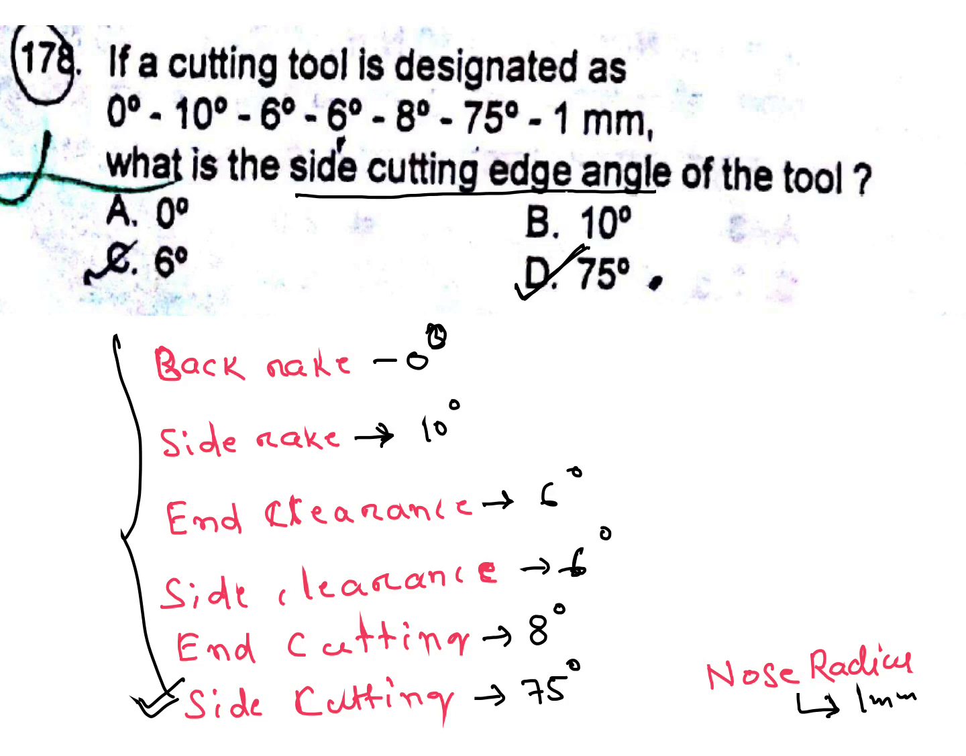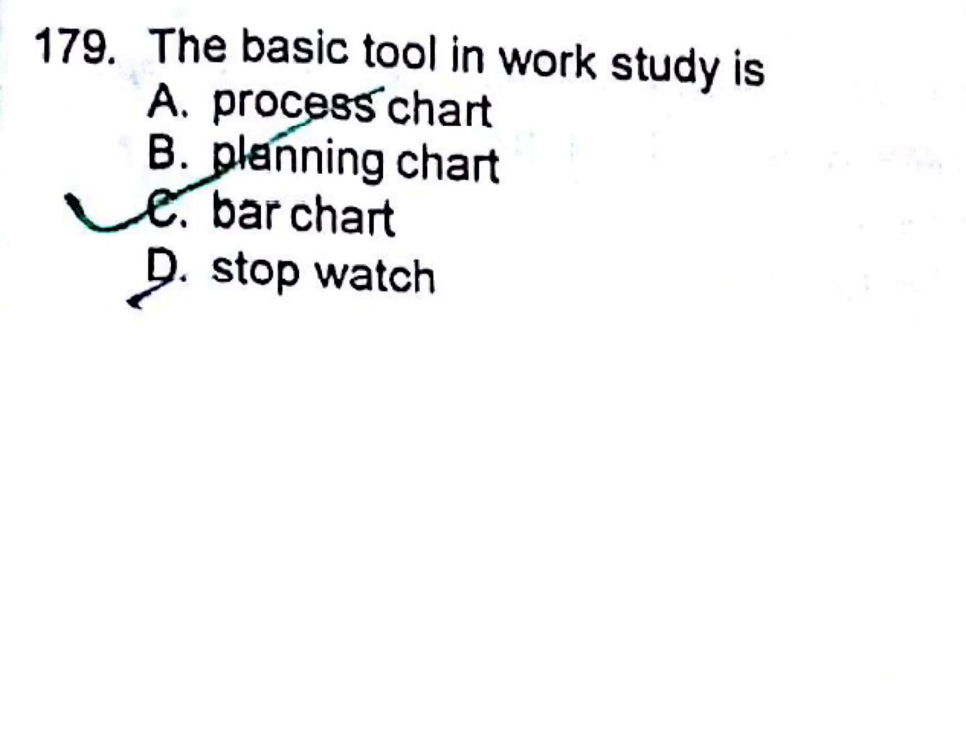The basic tool in work study. Basic tool for work study. A is process chart, B is planning chart, C is bar chart, D is stopwatch. Answer is stopwatch. Stopwatch is the basic tool for work study.